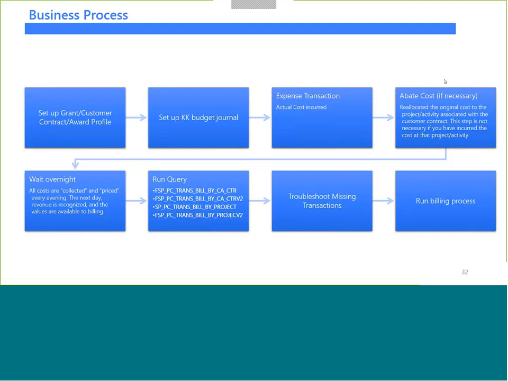And once you've either incurred the cost or abated the cost, wait overnight, and then the system does a batch process where it collects those costs from all of the submodules, including the general ledger, sends it over to project costing, and then the next morning, you'll see those values reflected in the general ledger.